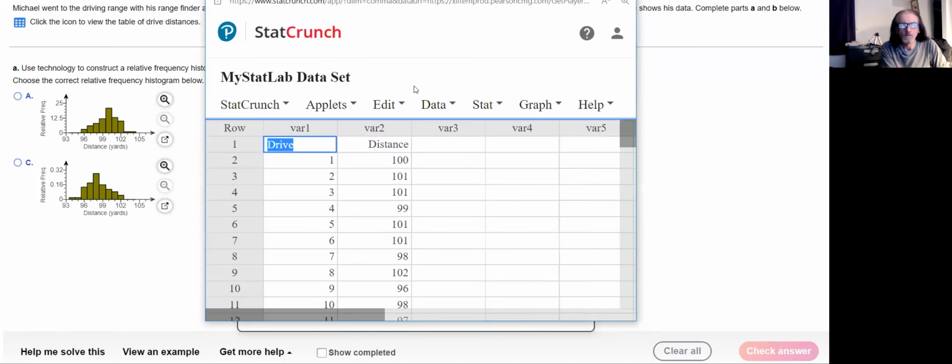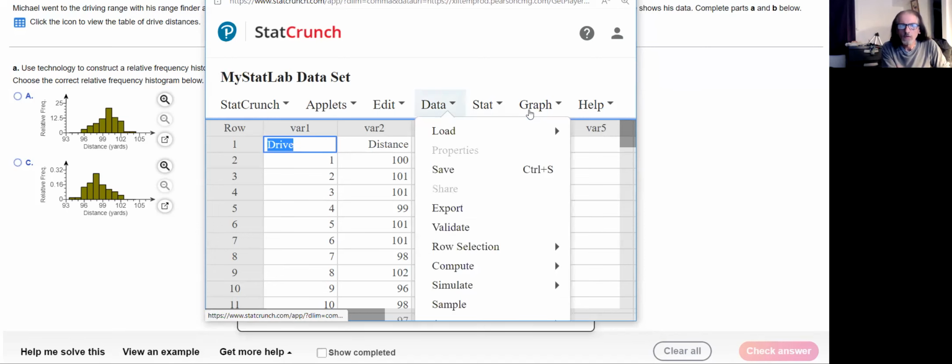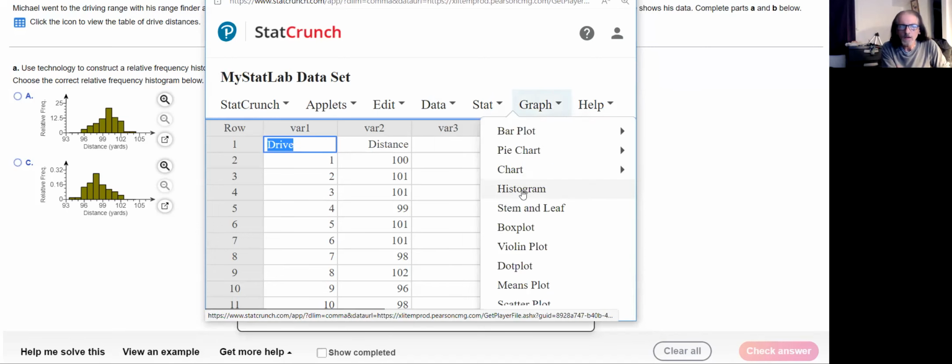And it's been a little while since I tried to get it to do a histogram, but let's see. Graph, histogram, our distances are in variable 2, named distance. So we don't care which time it was that he hit. We care what the distances were.